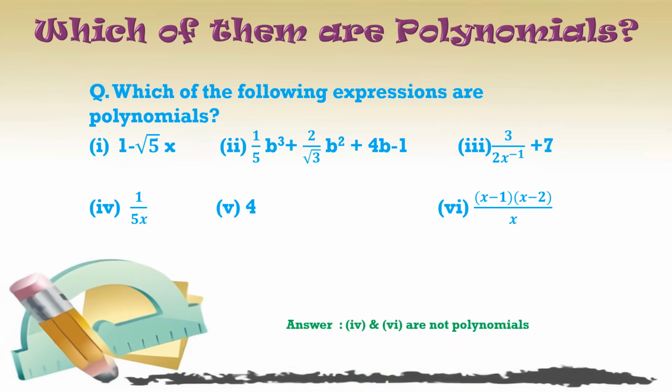Well, the correct answer is that fourth and sixth are not polynomials, and except for that, everything else is a polynomial. Okay. Next.